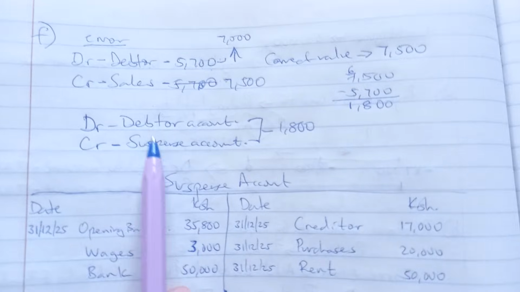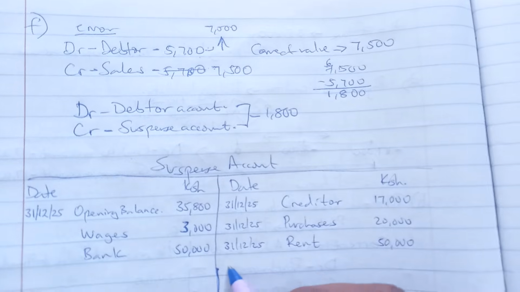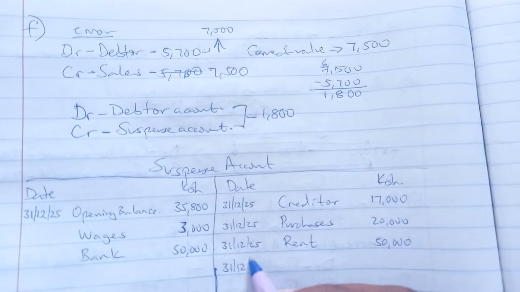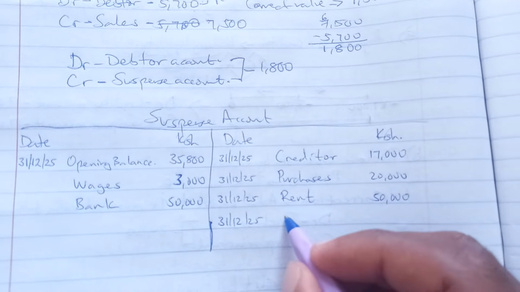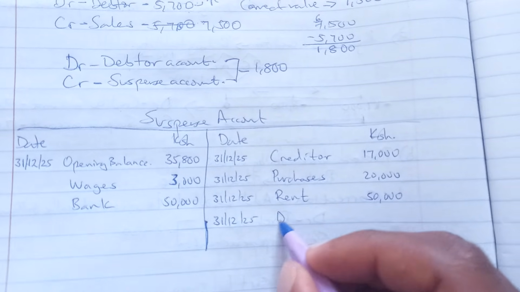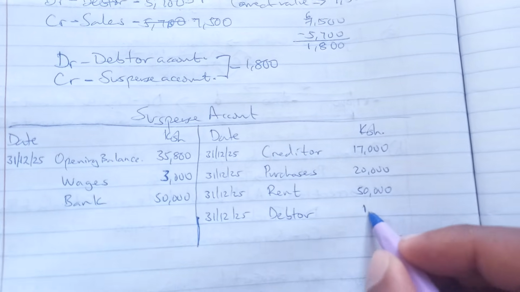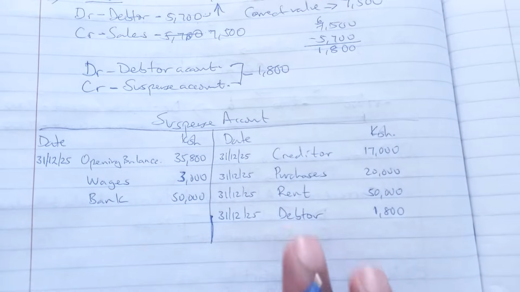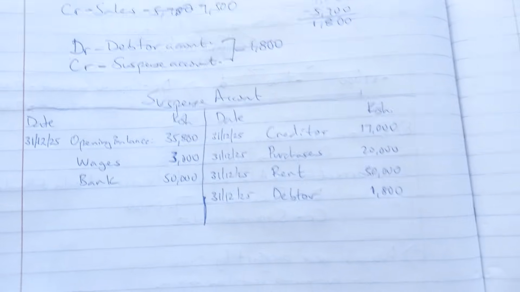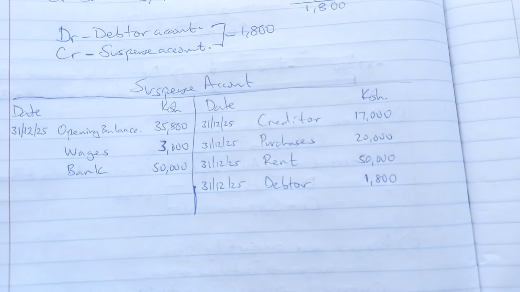Now we come to our last transaction, which is F. It involves the suspense account on the credit side. The date, 31st December 2025. On the credit side, the corresponding account is debtor, and the amount is 1,800. So we've already keyed in all the transactions which involve the suspense account.